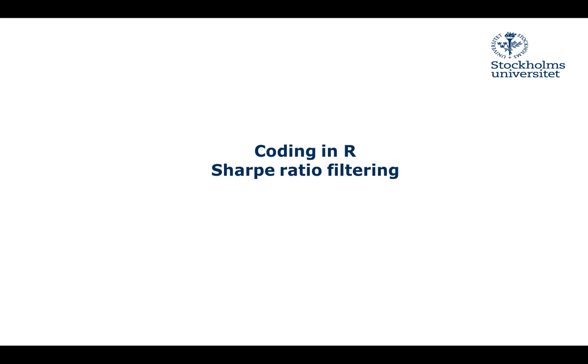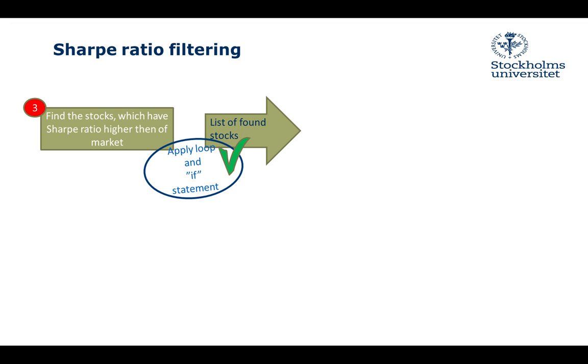So today we're continuing our coding in R course and we are going to do a Sharpe ratio filtering. This is our third logical block, and what we would like to do is calculate the Sharpe ratio, and we also would like to find the stocks which have a Sharpe ratio higher than the market one.